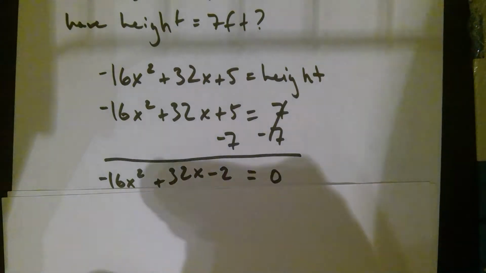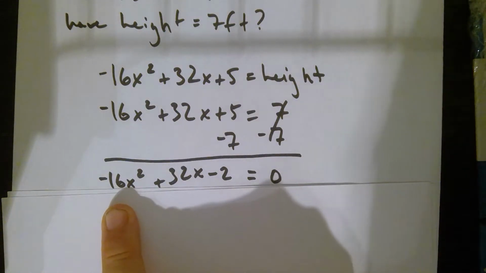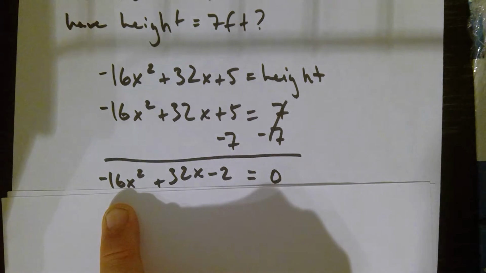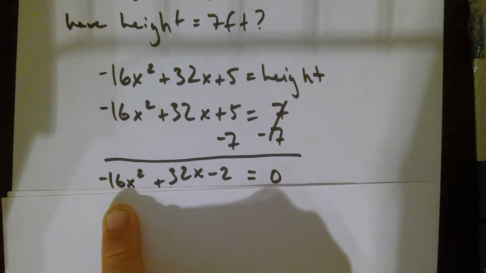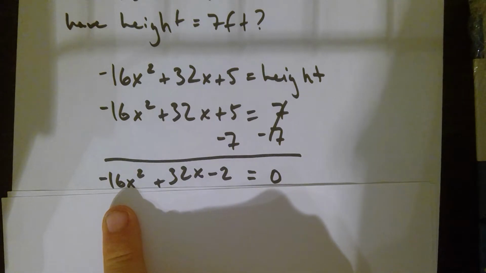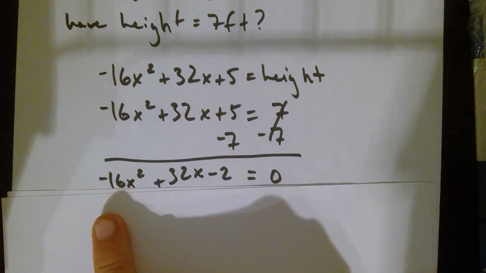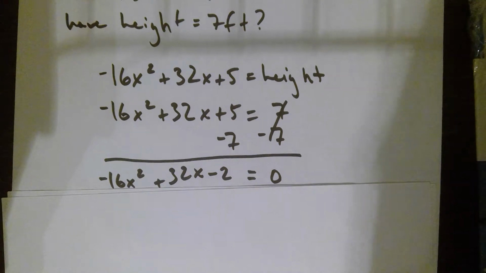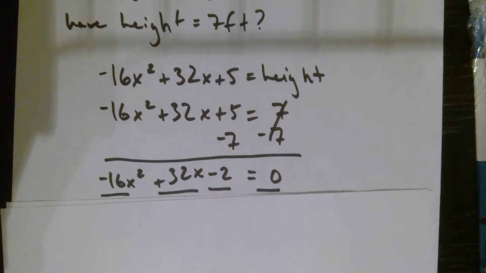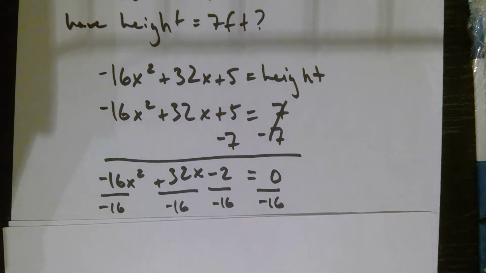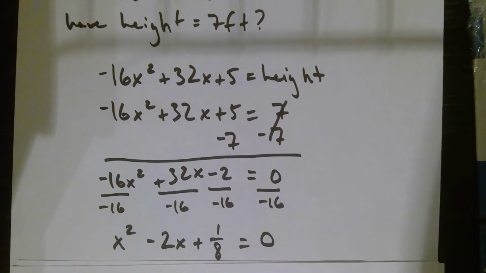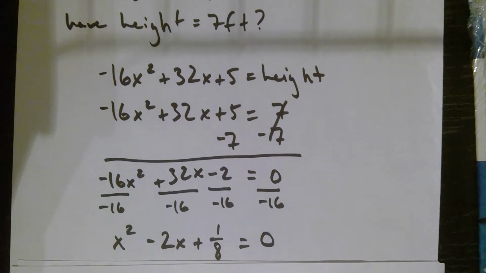Now, this negative 16x squared, we don't like that negative 16. That makes it a bit harder to work with. So we want to get rid of that negative 16, and how can we do that? Hopefully, you said something along the lines of dividing by negative 16. Okay? So when we divide every single term by negative 16, it's going to simplify down to this equation right here. x squared minus 2x plus 1/8 equals 0.